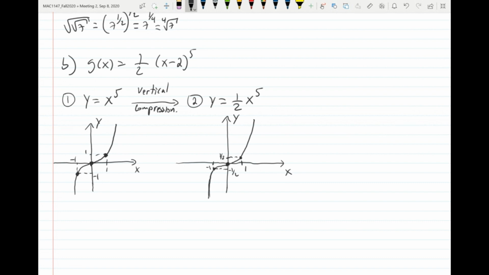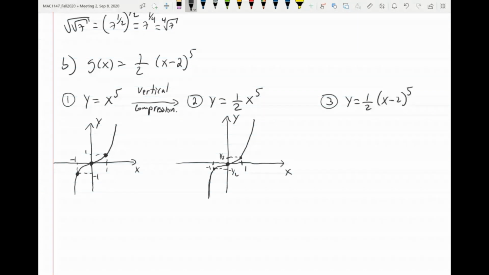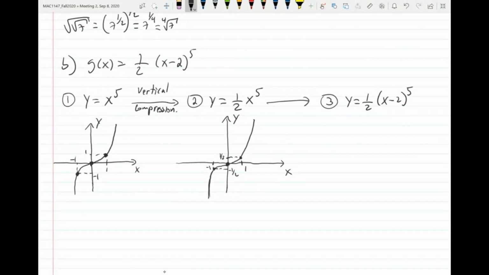And now we're going to take this picture and move it to the right 2 units. That's my last transformation, which gives the actual function that we are interested in, (x minus 2) to the 5th. So what's happening from step 2 to step 3 is that we are going right 2 units.